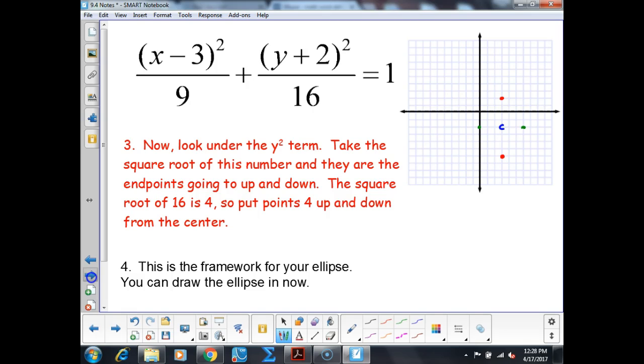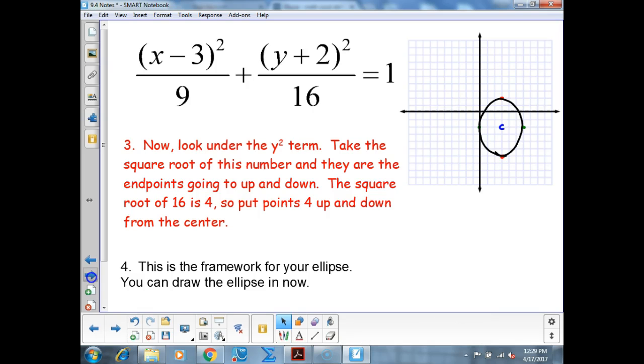Ellipses are ovals, yep. Okay? And that's the framework for my ellipse. So now I can draw that in. So now we've drawn in our ellipse.